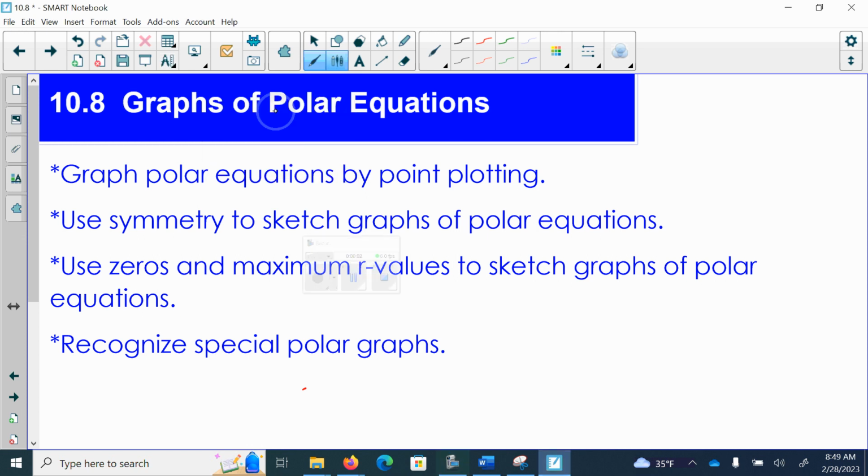Hello, this is Mrs. Ward, and I'm going to go over the notes for sections 10.8 and 10.9, graphs of polar equations and polar equations of conics. In section 10.8 we're going to graph polar equations by plotting points. We're going to use symmetry to sketch the graphs of polar equations, using zeros and maximum r values to sketch the graphs of polar equations, and then we're going to recognize special polar graphs.